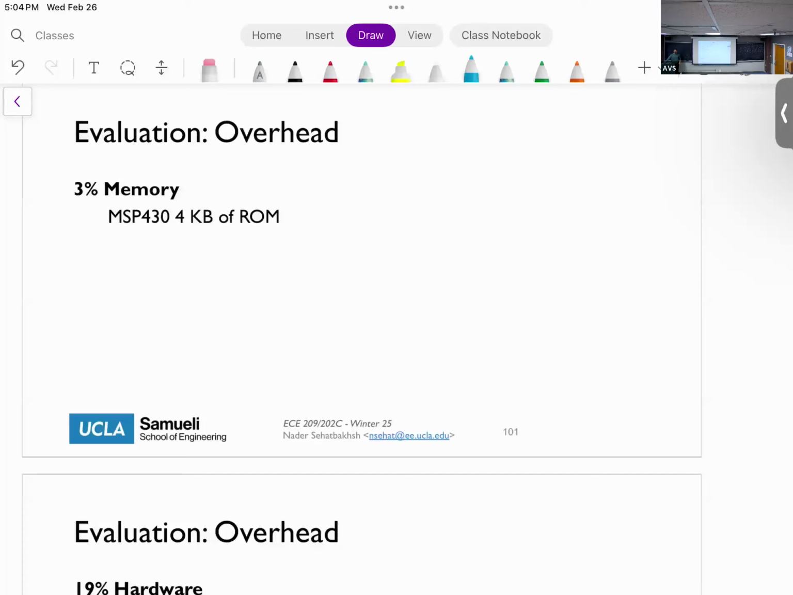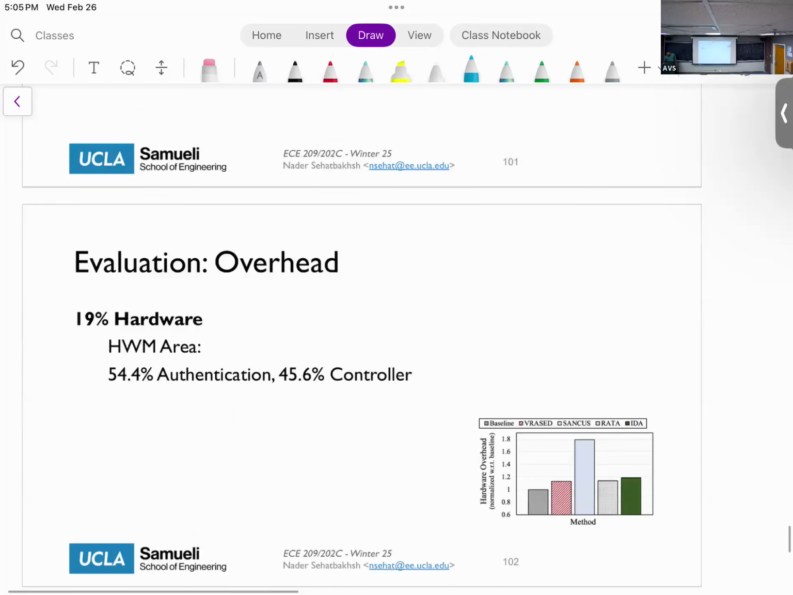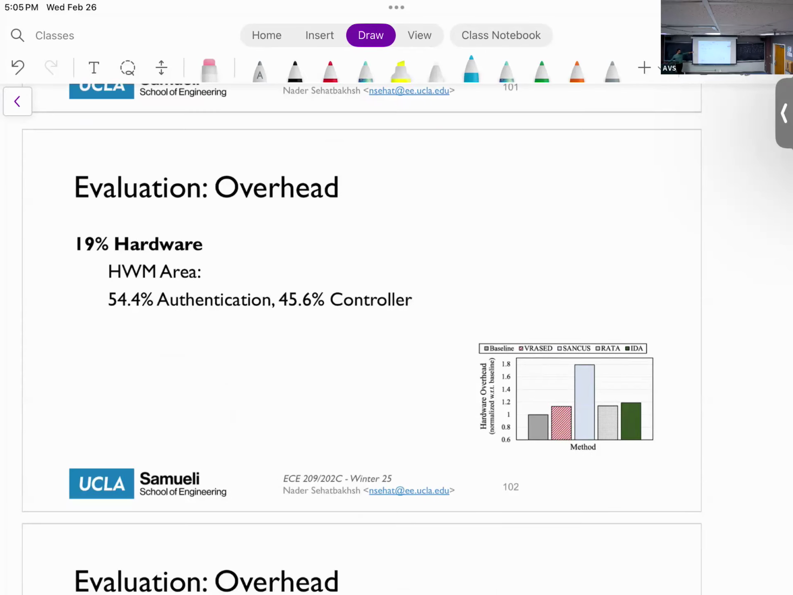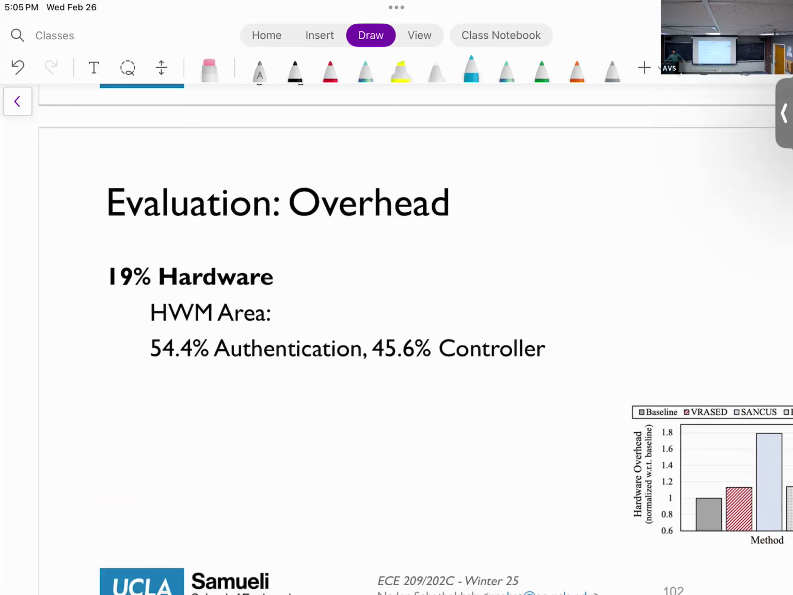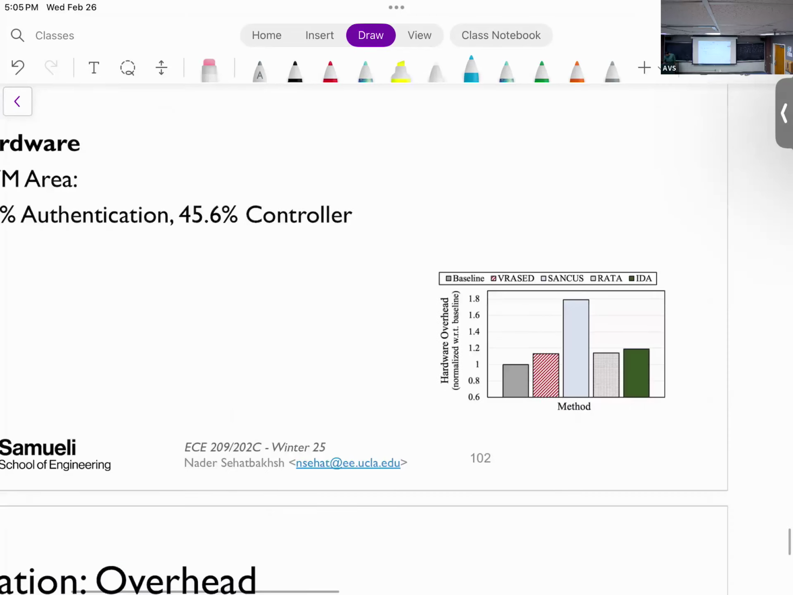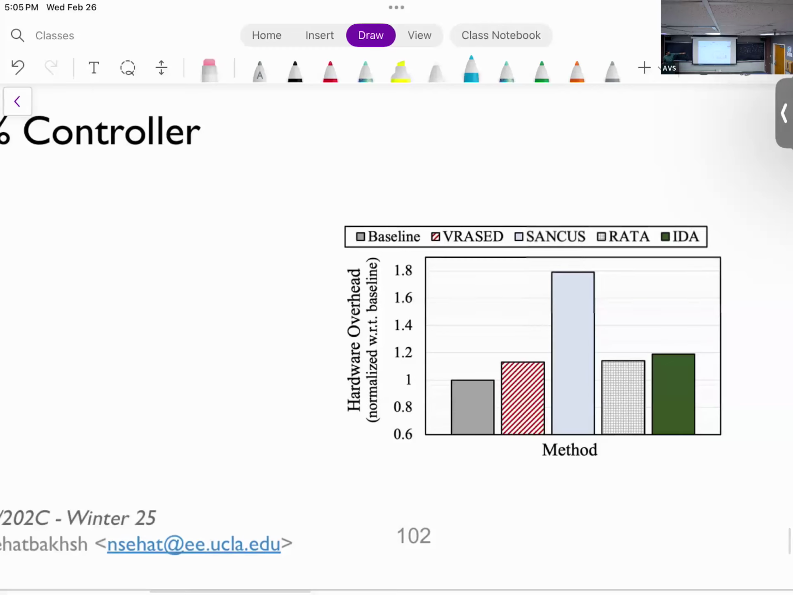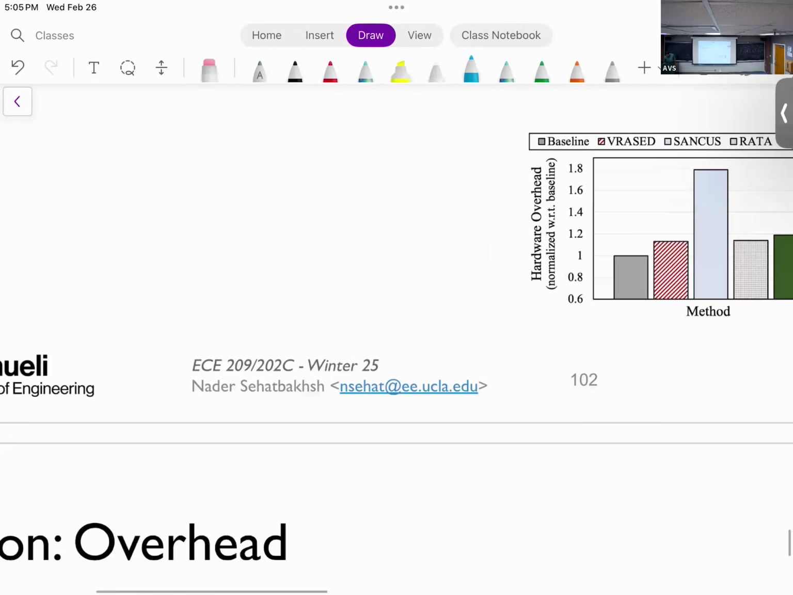So essentially, if you make these changes, you need about 4 kilobytes of ROM to run this attestation code. That's about 3% of the memory of a small MSP. So that's very small. The hardware that you need to add is about 20% of an MSP. If you think about the core, the memory, and the logic of an MSP, those things that I showed you are about 20% of it. We also compared it with some other papers. If you're interested, you can check that out.